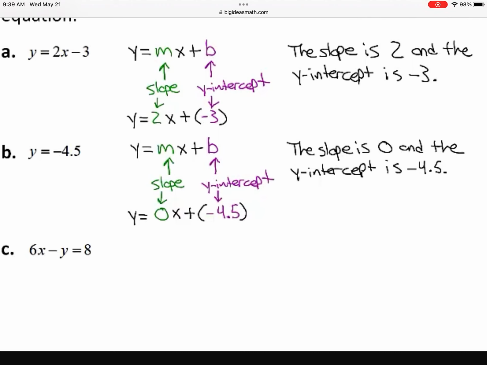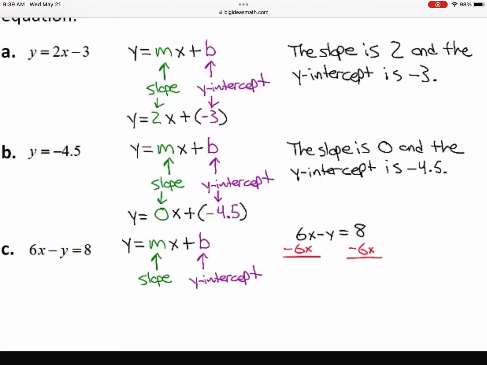Part C. 6x minus y equals 8. Rewrite the equation in the form y equals mx plus b, where m is the slope and b is the y-intercept. To write the equation in the form y equals mx plus b, subtract 6x from each side of the equation. This gives negative y equals 8 minus 6x.